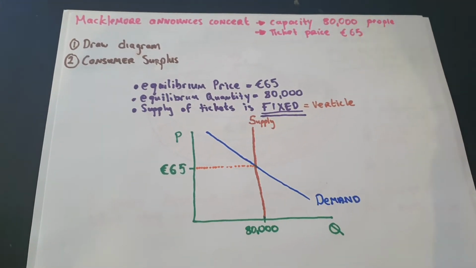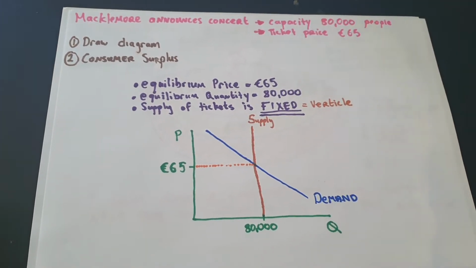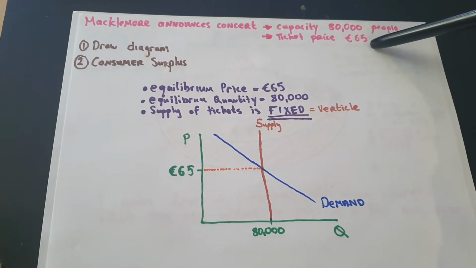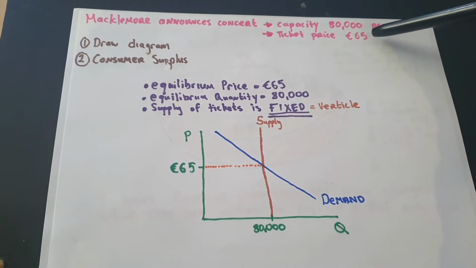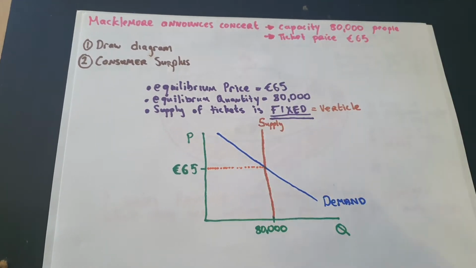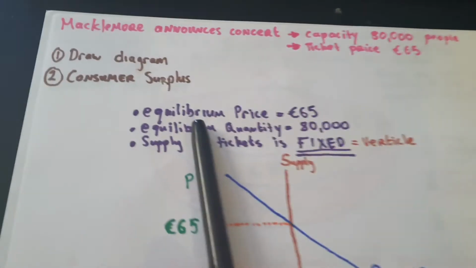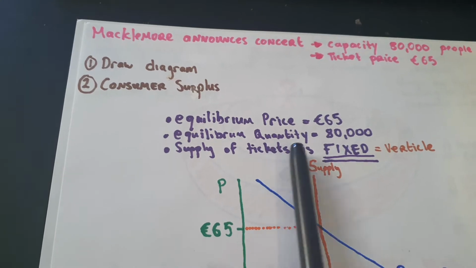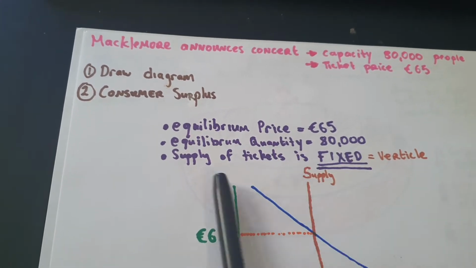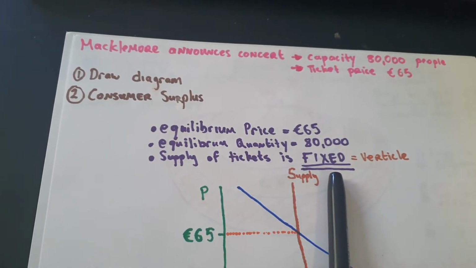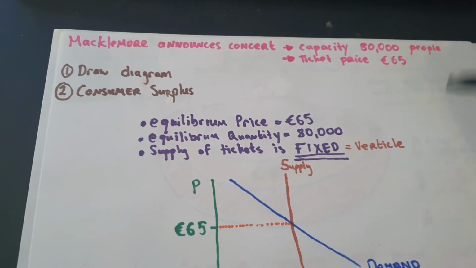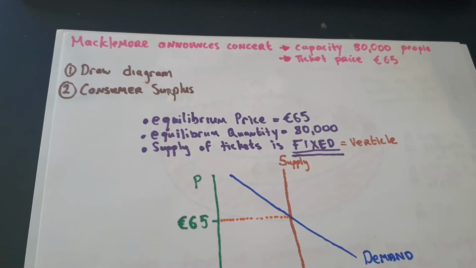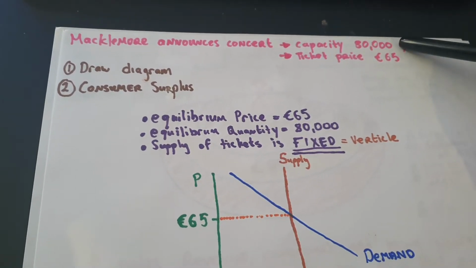Well, we've been told in the question that Macklemore announced a concert and the capacity is 80,000 people and the ticket price is €65. So from those two bits of information, we know three things. First of all, we know the equilibrium price is €65. We know the equilibrium quantity is 80,000. And we also know that the supply of the tickets is fixed. Because in the question we're told 80,000 tickets is our quantity supplied, it's not varying on price. That is our fixed quantity.